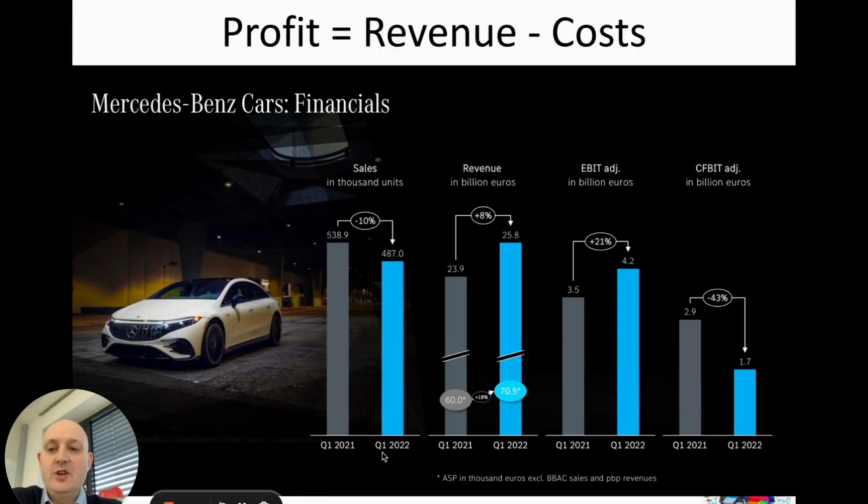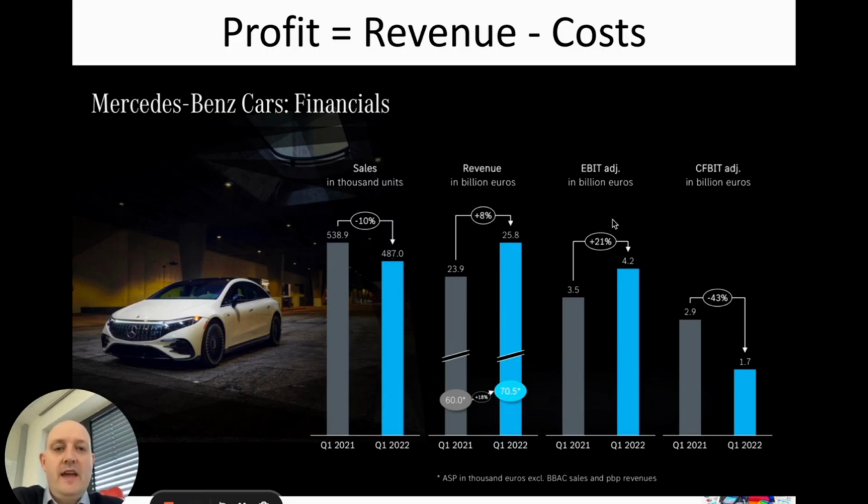You can see that in Q1, quarter 1, 2022, the sales were 487,000. What that means is they sold 487,000 units, and by units, they mean cars here. When we look at revenue, revenue is the value of those 487,000 cars. You can see that their revenue, the value of those sales, was 25.8 billion. So they were able to collect that amount of money from their customers.